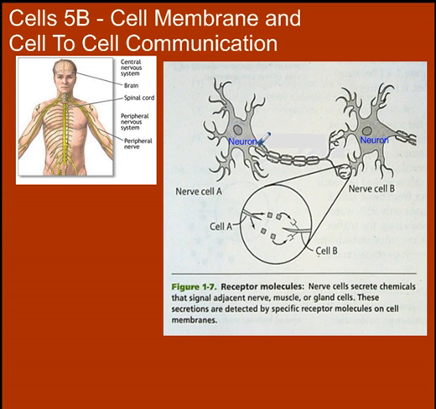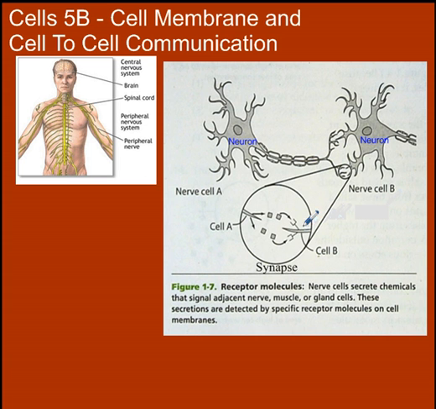But the message needs to be passed from one neuron to the next for it to keep going. But the neurons don't touch. There's a little gap in between, which is shown here in this magnification. That gap is called the synapse. Because these two neurons are not actually touching, the electrical message cannot continue across the synapse.